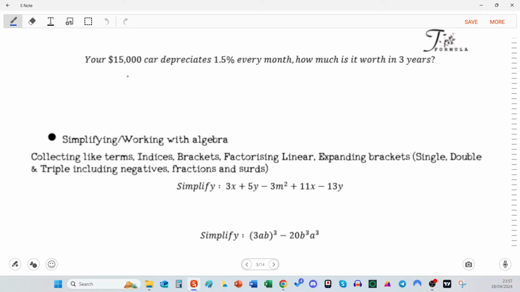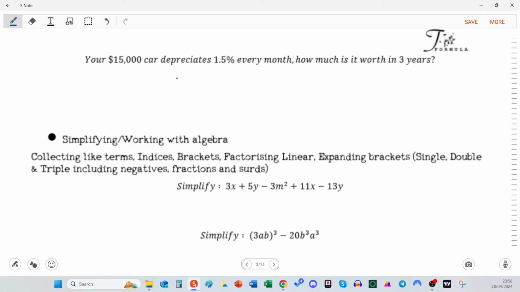Your $15,000 car depreciates. That goes down. That's what it means. 1.5% every month. How much is it worth in 3 years? So this is our standard compound interest question. It has to be here because you have to understand this principle. It could be going up, it could be going down. What's difficult about this question? In fact, it's depreciation and it's the small percentage. These are two things, but apart from that, we'll be okay.